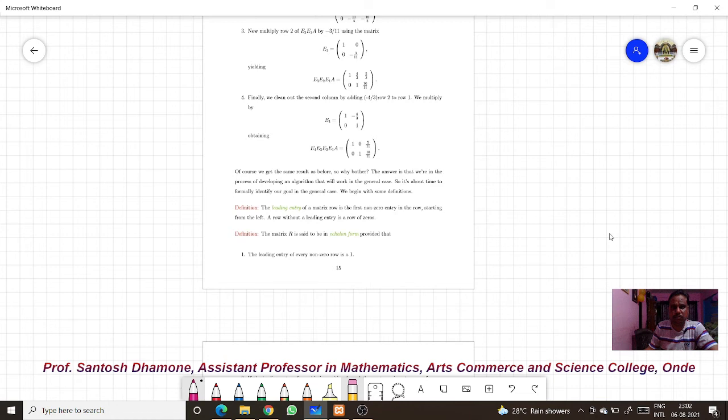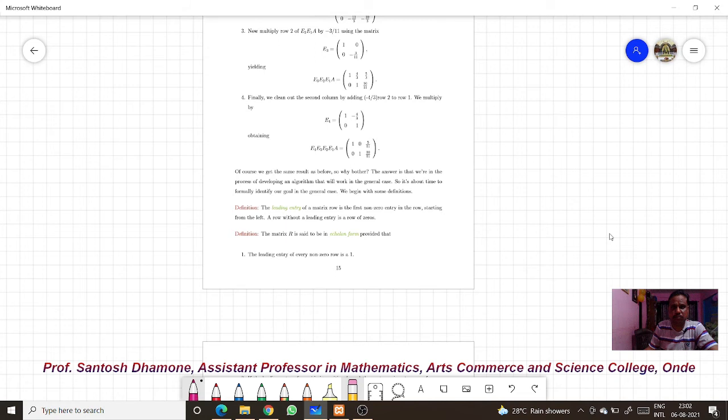Therefore, the following matrices are in echelon form. 1 star 0 1, 1 star star 0 0 1, and these are zero rows which are at the bottom. 0 1 star star 0 0 1 star 0 0 0 1. Here the asterisk stands for any number at all including 0. This star may be 0 or any number, negative, positive, any integer or any rational number.